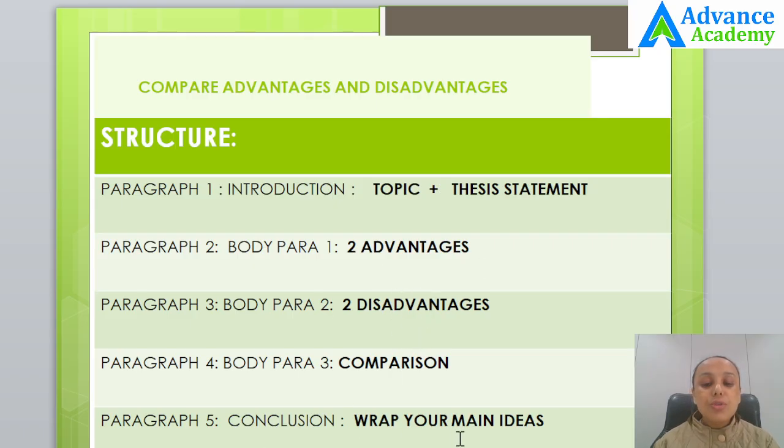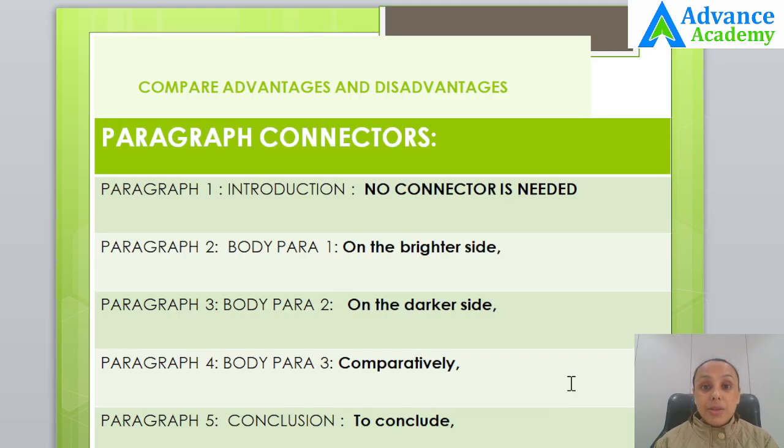And conclusion, of course, is just wrapping up the main ideas that have been discussed in body para 1, 2 and 3. If we think about the connectors that are to be used in these paragraphs, of course, introduction would not require any kind of connector to start. However, you might use the words like adverbs, certainly or undoubtedly, in order to start your introduction statement.